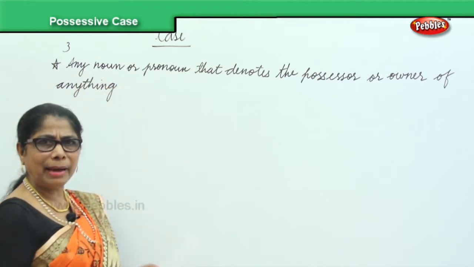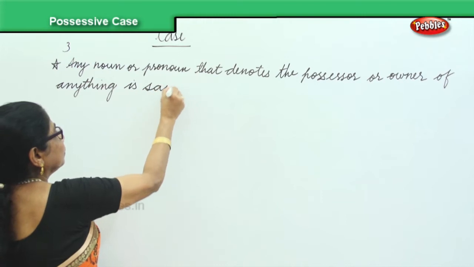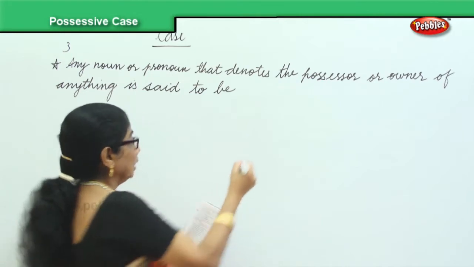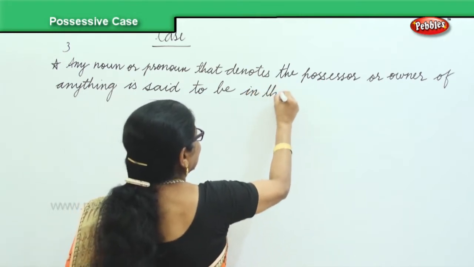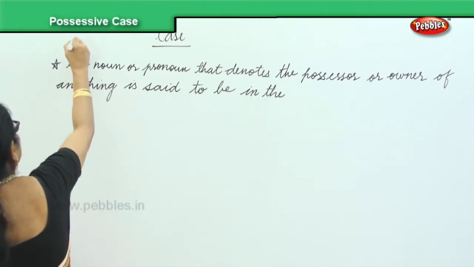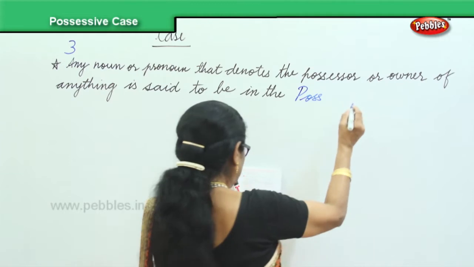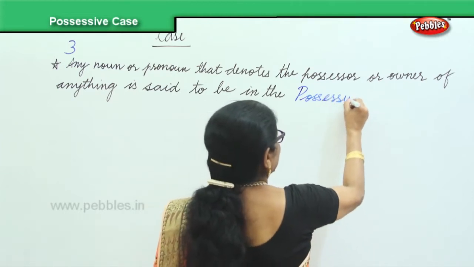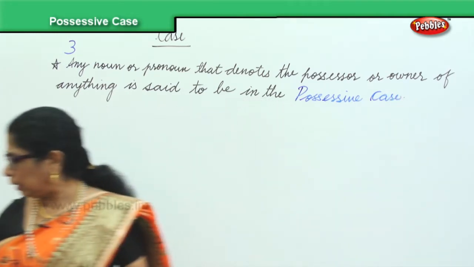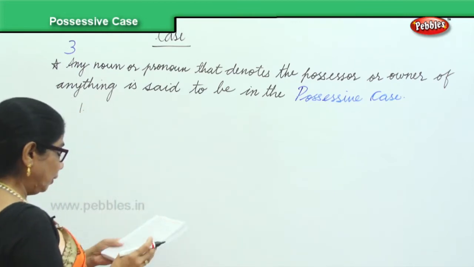I can say my pen, my book, my boat, okay. It's said to be in the possessive case. And this is the third and the last one, okay. And that's what we are going to look at now. We look closely at the possessive case. I'll give you some sentences for you to look at.